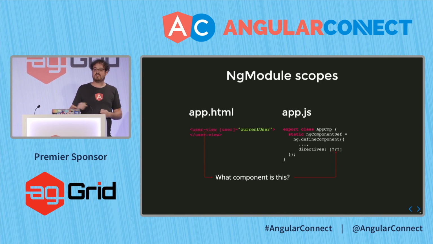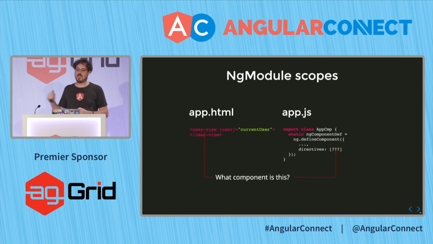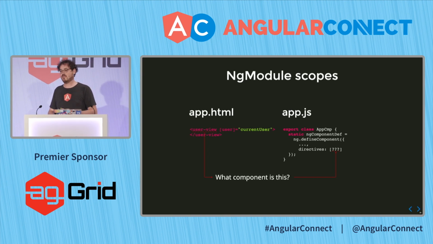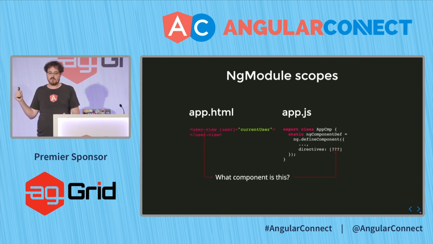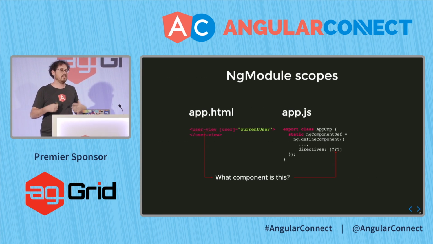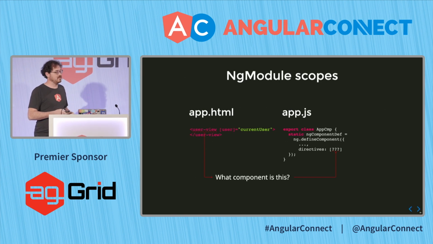And that's because you, as a user, never actually wrote an import of this component. You only wrote an HTML element that happened to match its selector, right? And there could have been many components which match this selector. It's not likely, but it can happen. So how did Angular know which component you actually meant here?